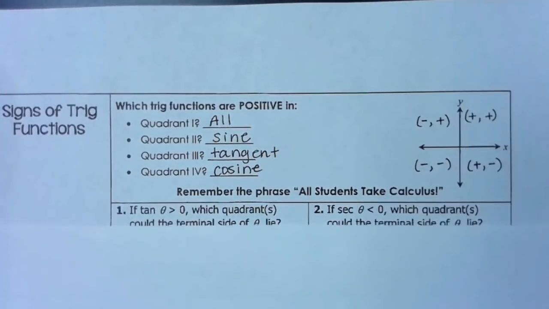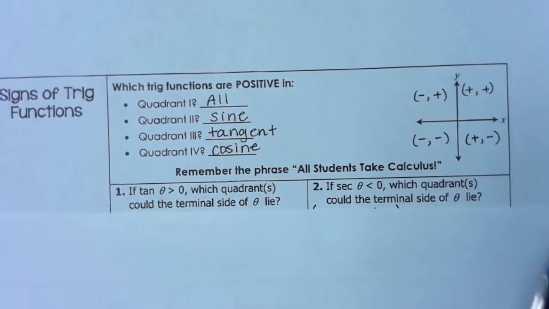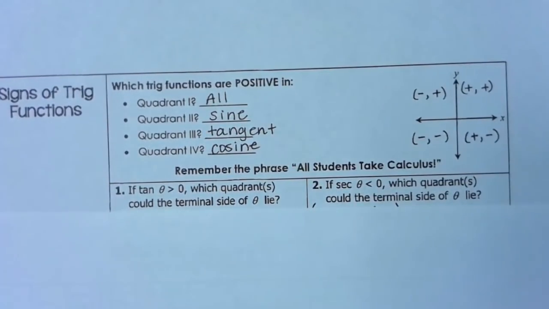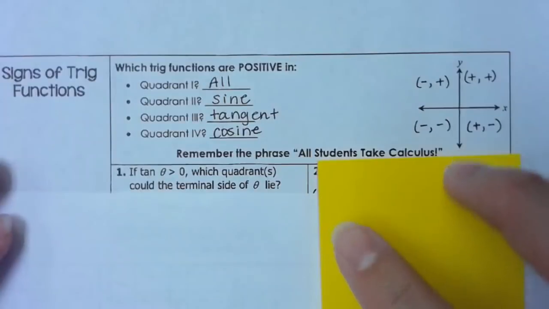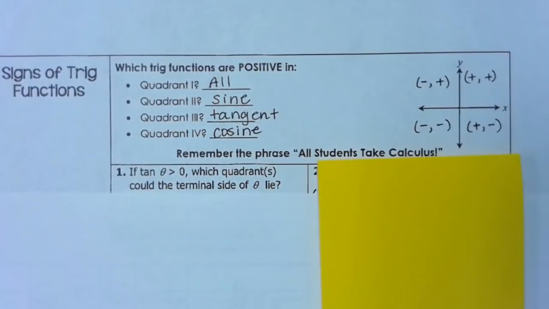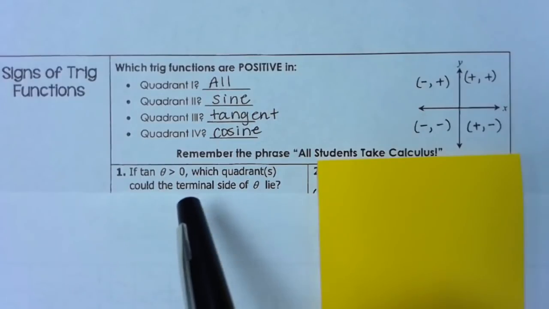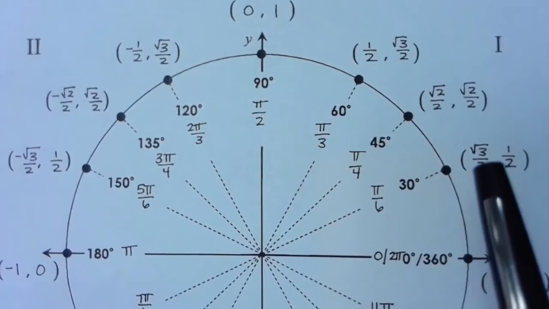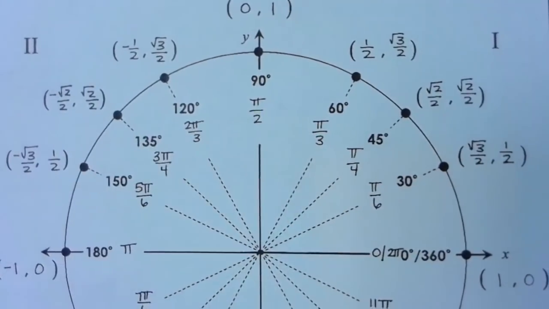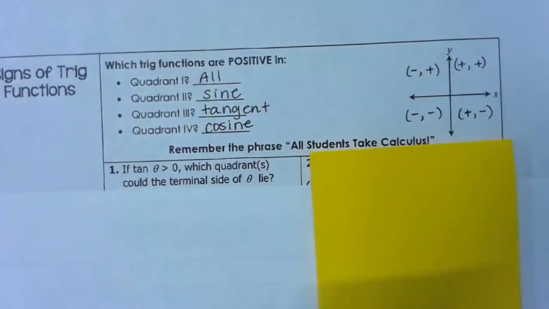Okay, the next part, we have a couple questions. It says, if tangent theta is greater than 0, in which quadrants could the terminal side of theta lie? So you have to think. Tangent theta is positive. So you look at your values all around the unit circle, and you have to think, okay, in which ones is tangent going to be positive in, right? Because tangent is greater than 0, which means it has to be positive.